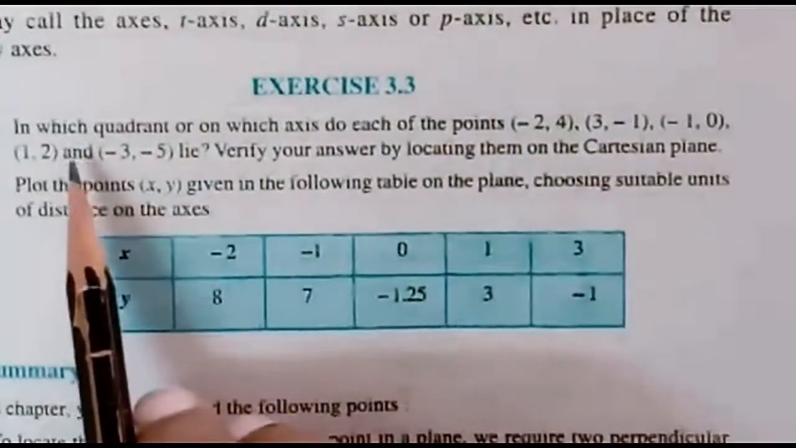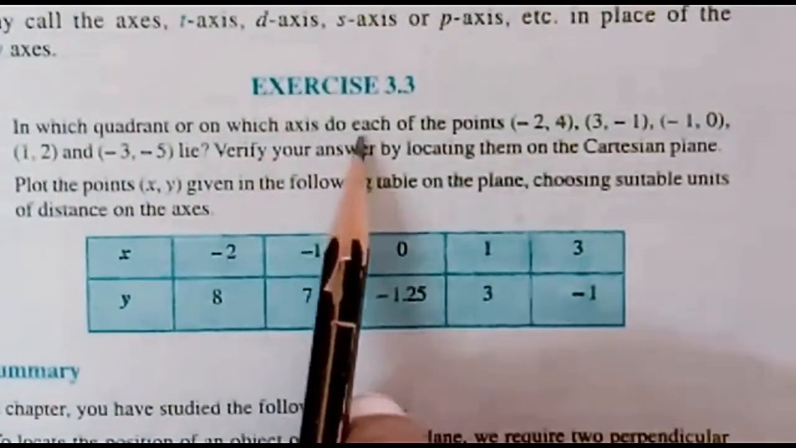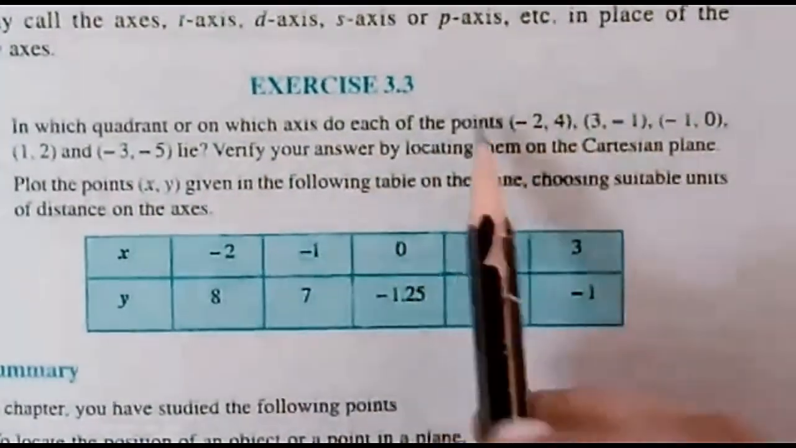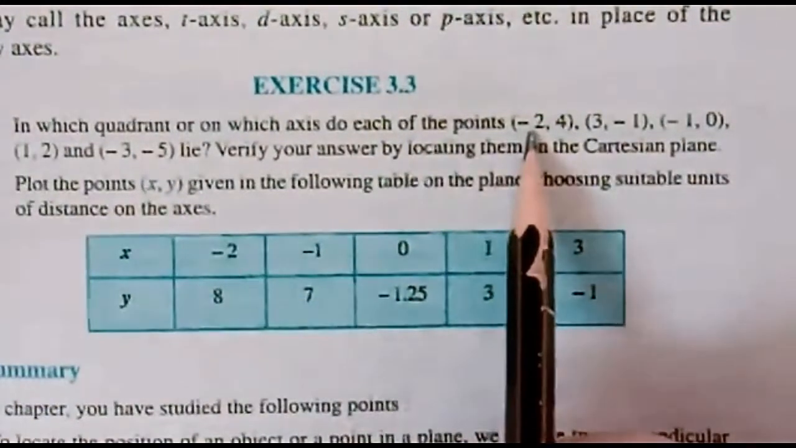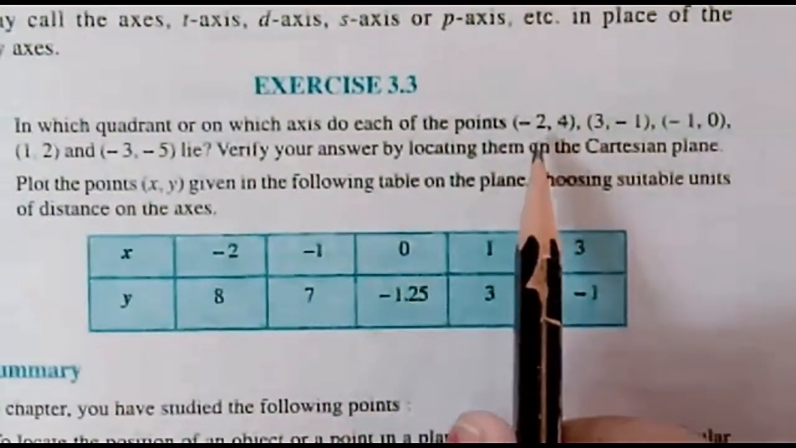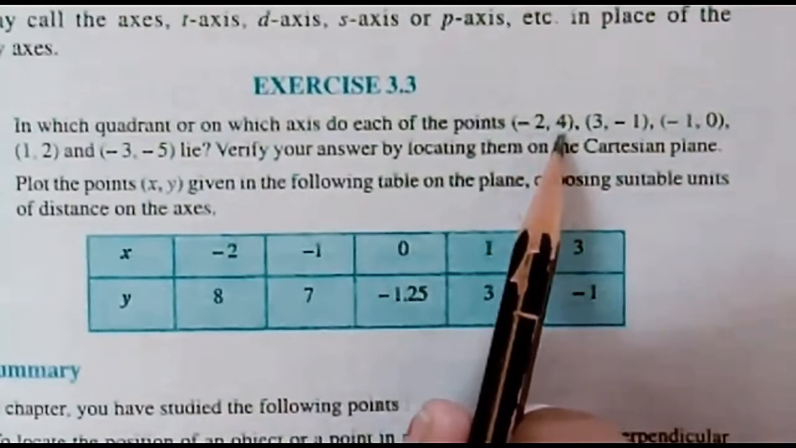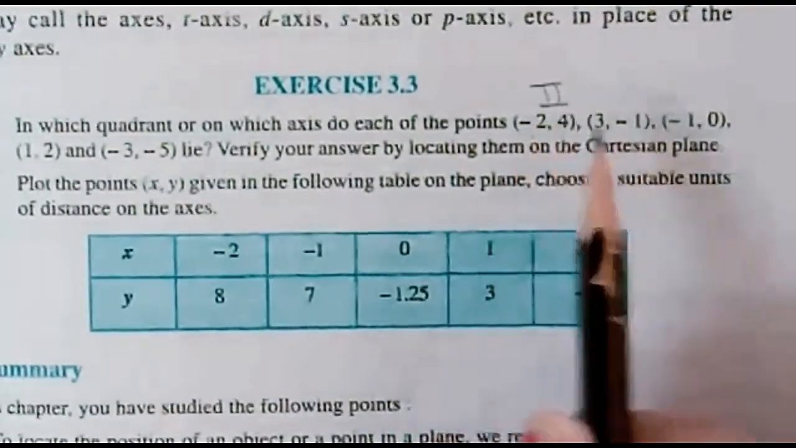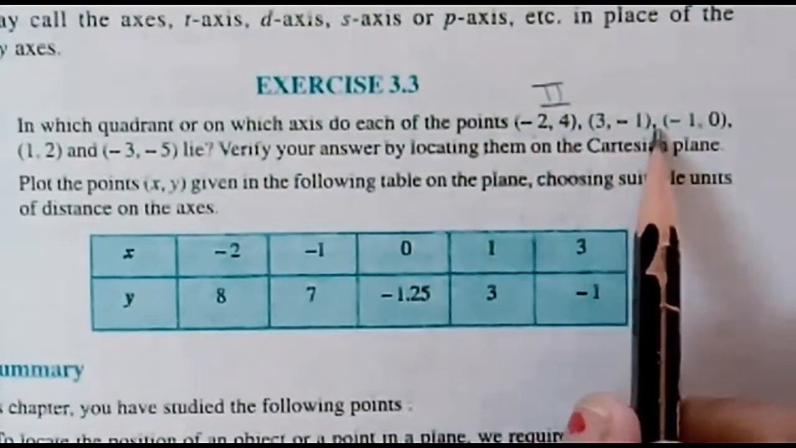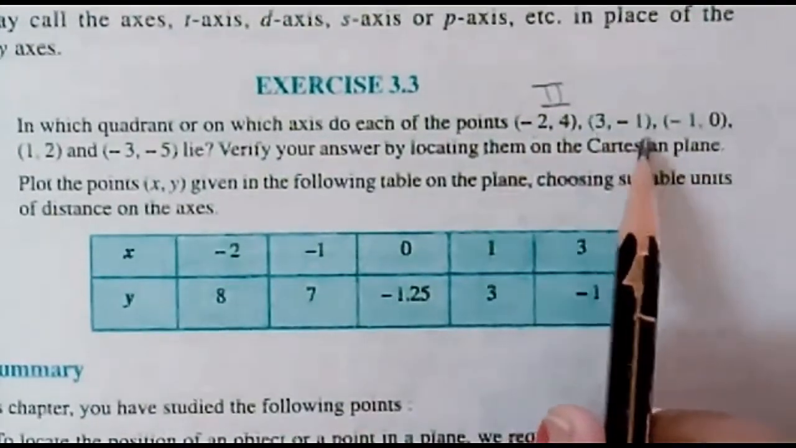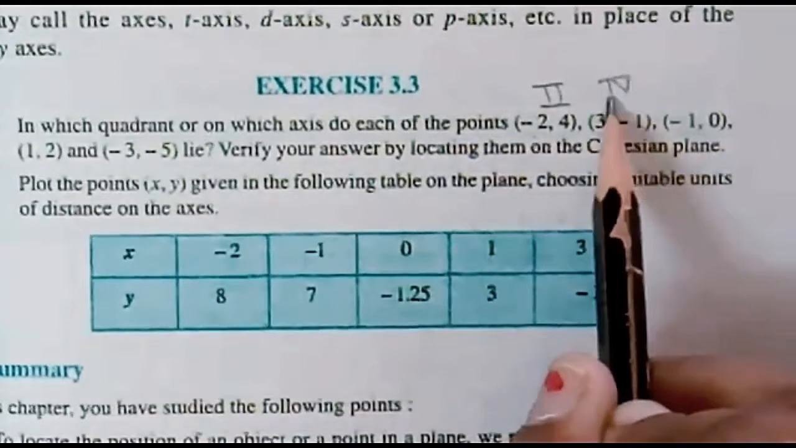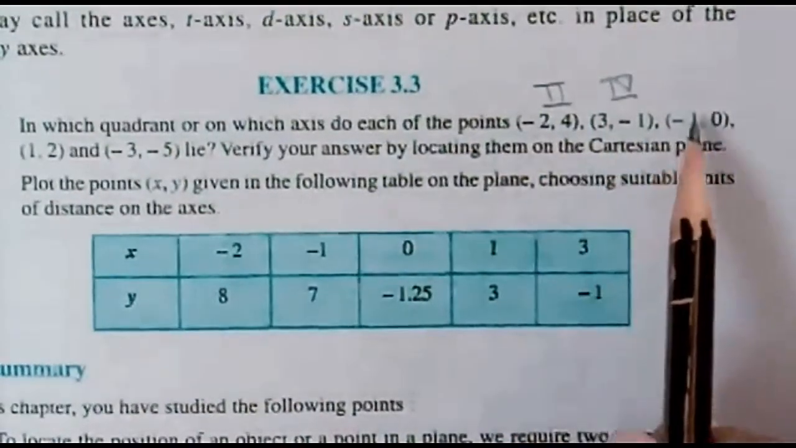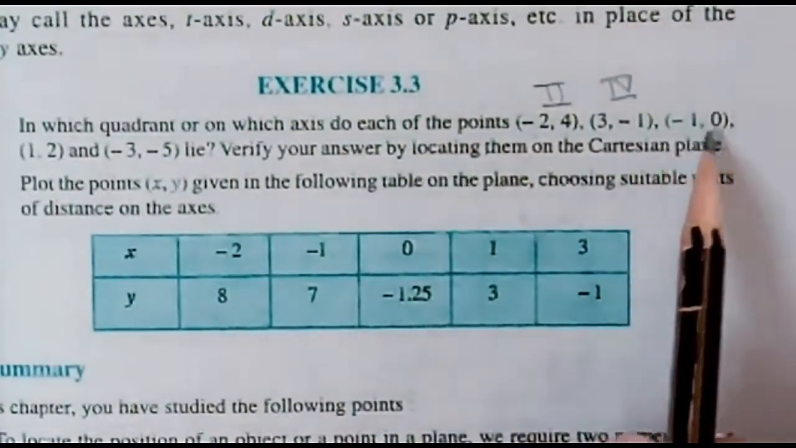Let us see next, in which quadrant or on which axis do these points lie? So the first point, without drawing it on a graph paper, let us see whether you are able to say it orally or not. -2, 4. Here x is negative, y is positive, so it will be in the second quadrant. 3, -1. X is positive, but y is negative, so it will be in the fourth quadrant. Right?